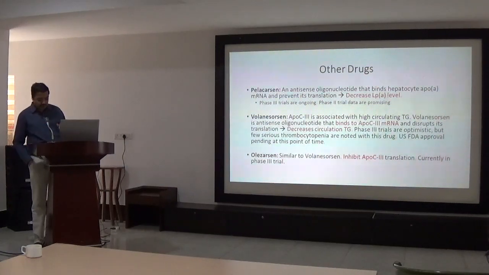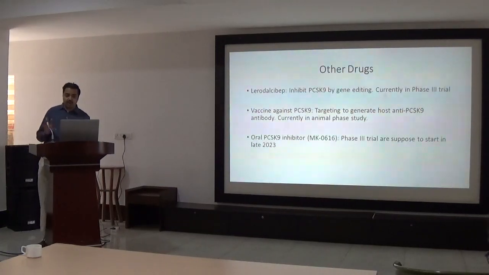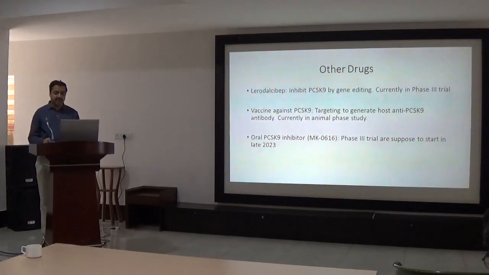PCSK9. As of now, the only approved drugs are PCSK9 inhibitors. Then there is Inclisiran, and gene editing of the PCSK9 gene. There is also a very new, primitive-phase PCSK9 vaccine, which would avoid PCSK9 formation.